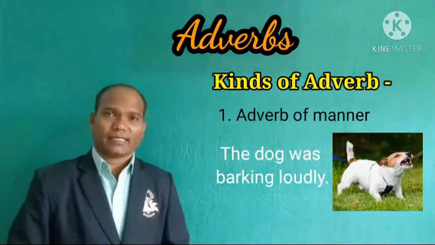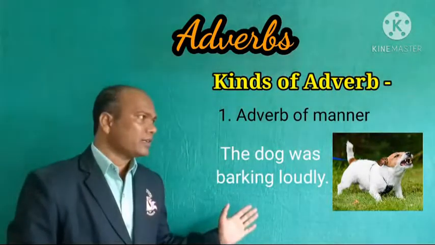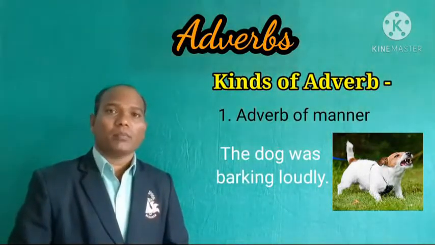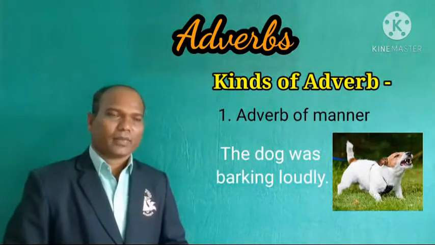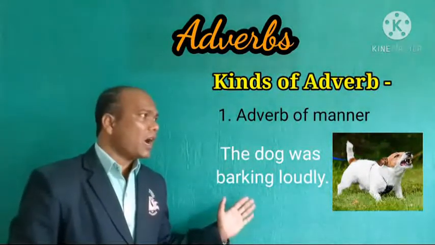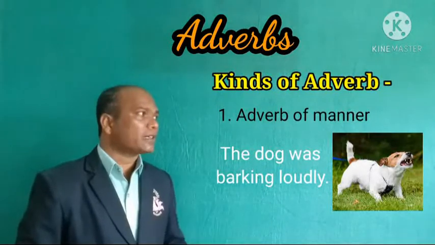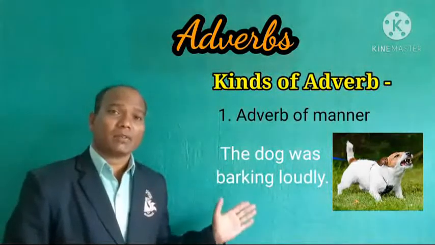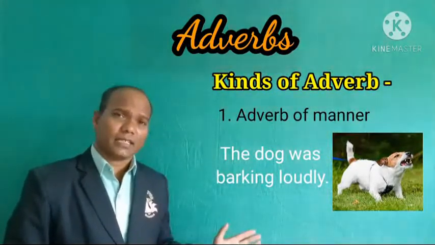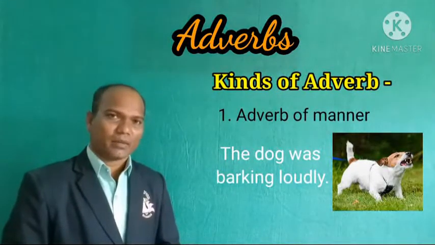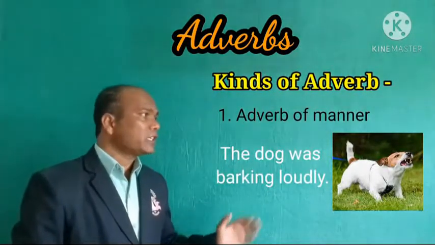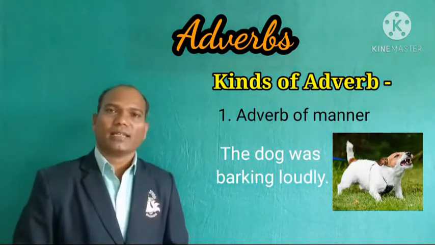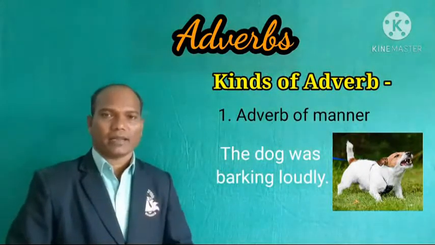Here in this example, barking is a verb. Loudly is an adverb of manner because it shows us how the action of barking was done by the dog. That's why it is an adverb of manner. It answers the question how. For example, how was the dog barking? Answer: loudly. That's why it is an adverb of manner.